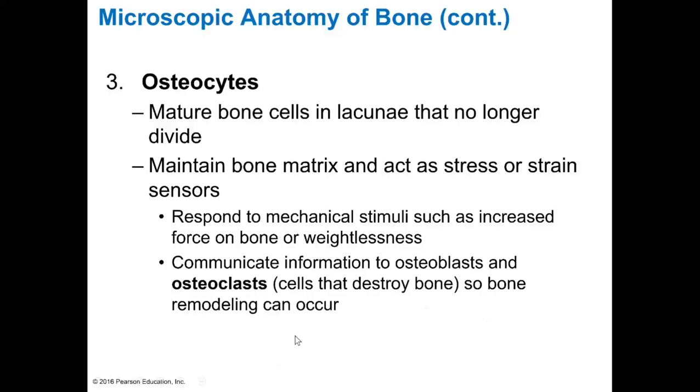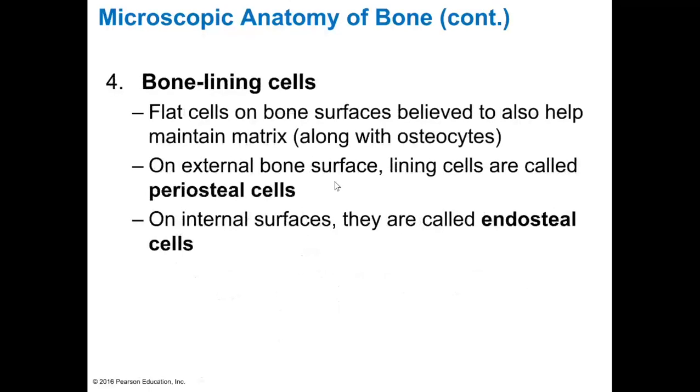And so what that means is if you have an area where the bone is under a lot of stress, for example, a muscle pulling on it, it will lay down bone on the area in which bone is being put on stress. But if it becomes too wide, it'll eat away at the inside to kind of balance out the equation there. Bone lining cells, again, are just lying along the outside of a bone, but they're believed to help maintain the bone matrix along with osteocytes.